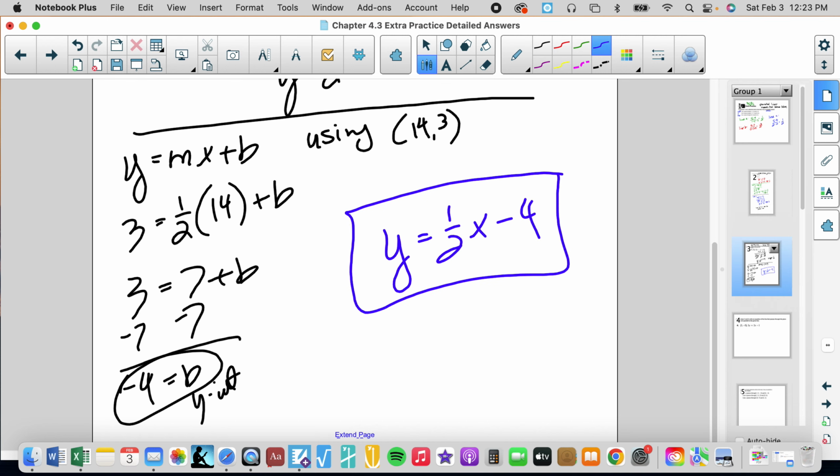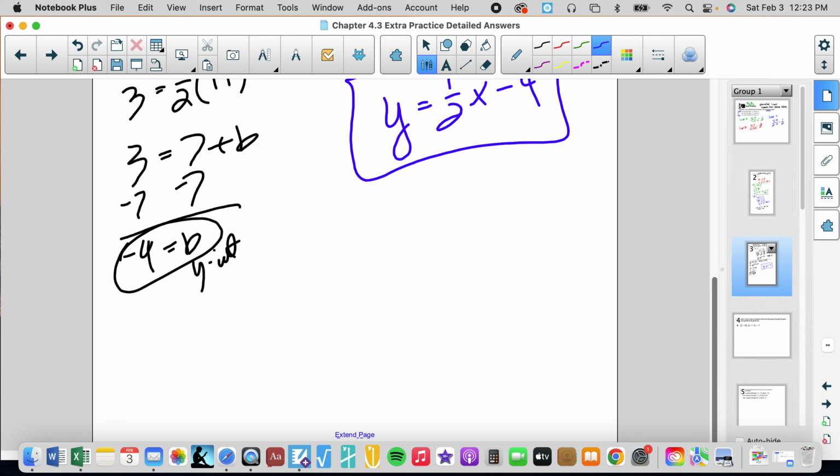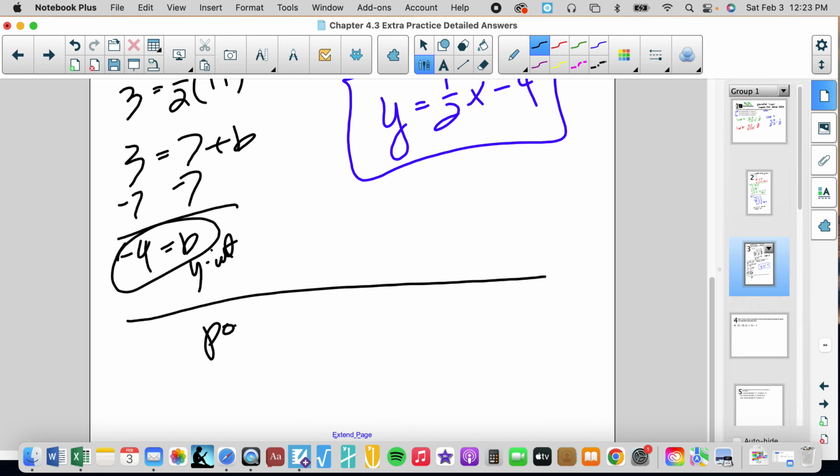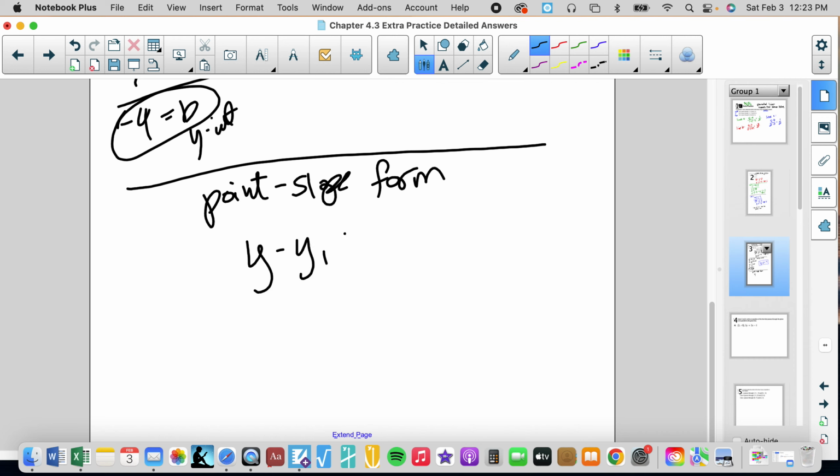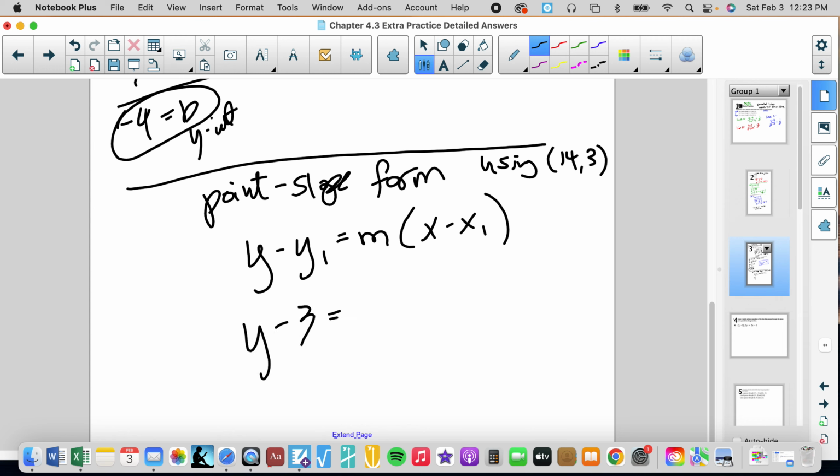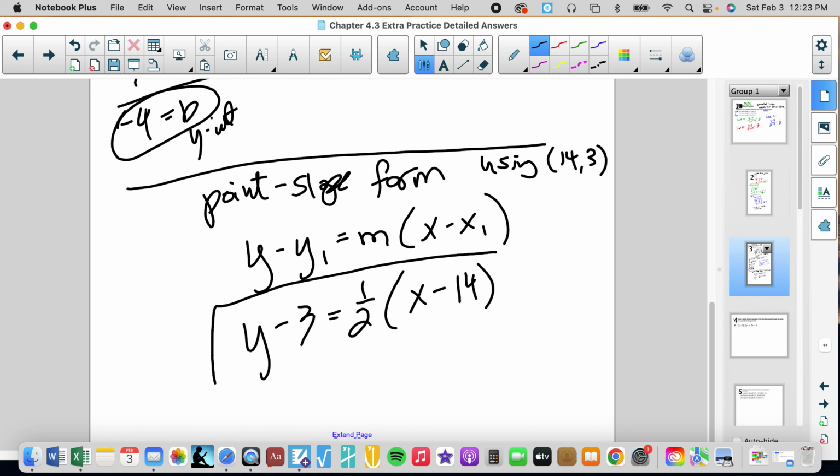in slope-intercept form. If I wanted to use point-slope form, point-slope form would look like this. I'm going to use the template y minus y sub 1 equals m times the quantity x minus x sub 1, using the point 14, 3 again. And so y minus my y value, which is 3, equals m, my slope, which is 1/2, times the quantity x minus my x value, which is 14. So I would take this also as an answer.